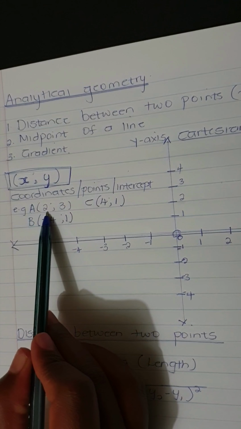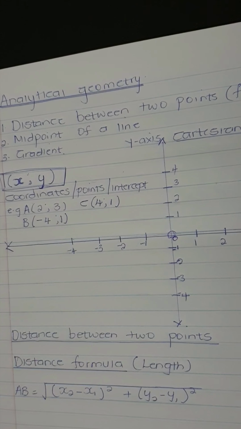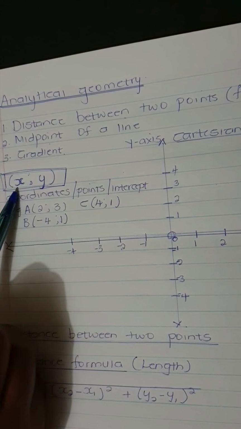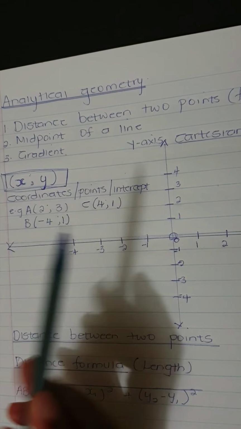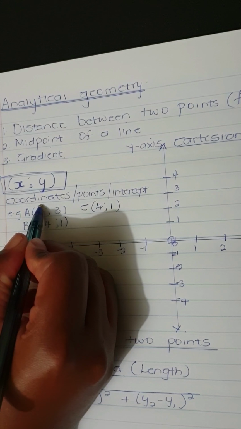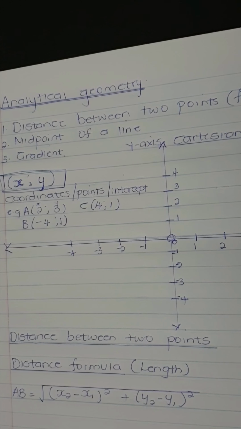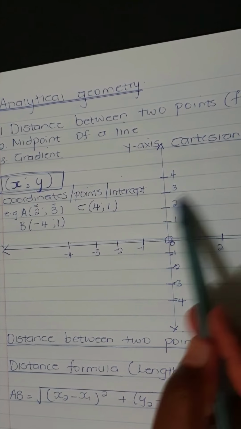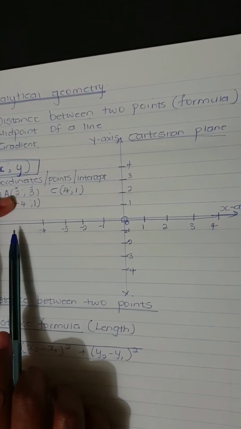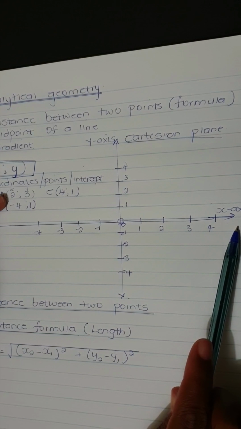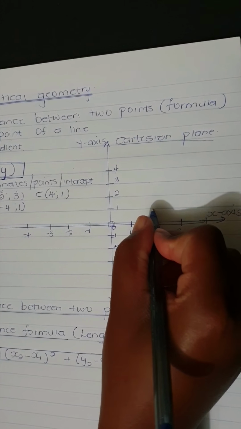So for example, point A is 2 and 3. Remember the first value is the x value, the second is the y value. So this one is my x value, and this one is my y value. Then we plot this point on the Cartesian plane. First we check 2 on the x-axis. 2 is positive, meaning we check from this side. This is our positive 2.